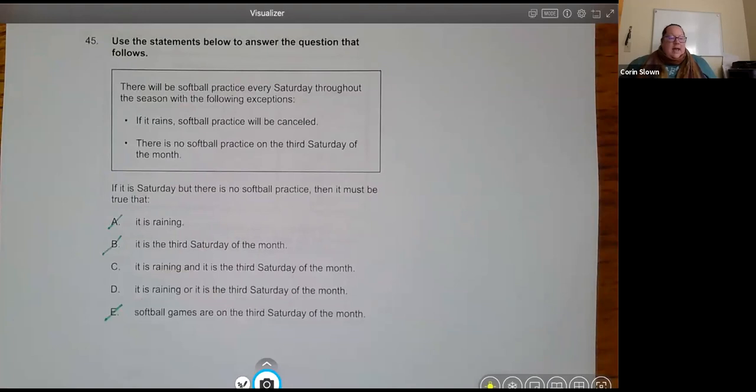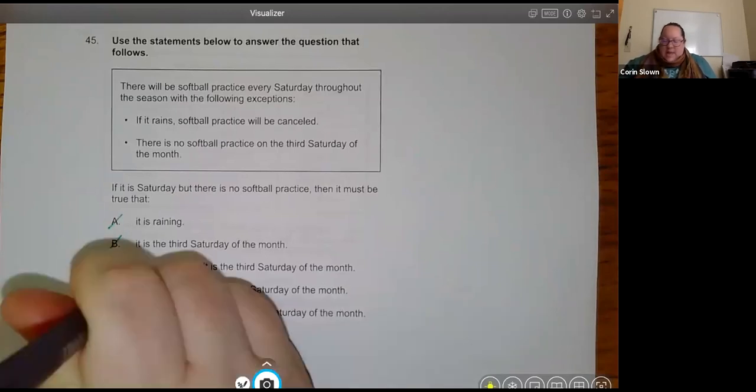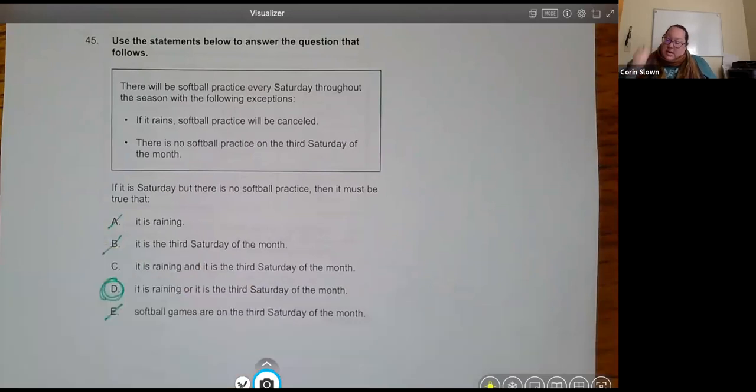Okay. So now we're a little bit stuck. Let's think about C and D again and see if we can make sense. If it is Saturday, but there is no softball practice, then it must be true that it is raining or it is the third Saturday of the month. That's pretty reasonable. I think our best answer is D as an explanation.